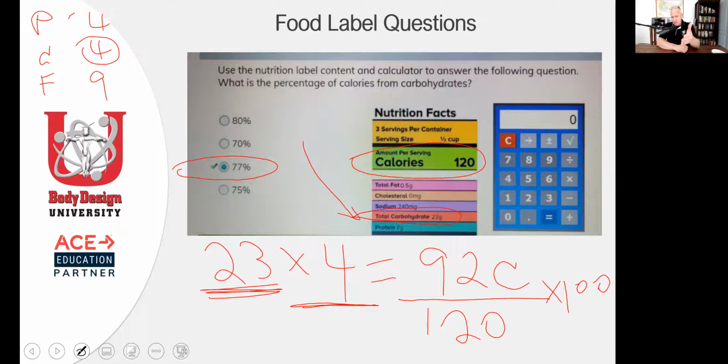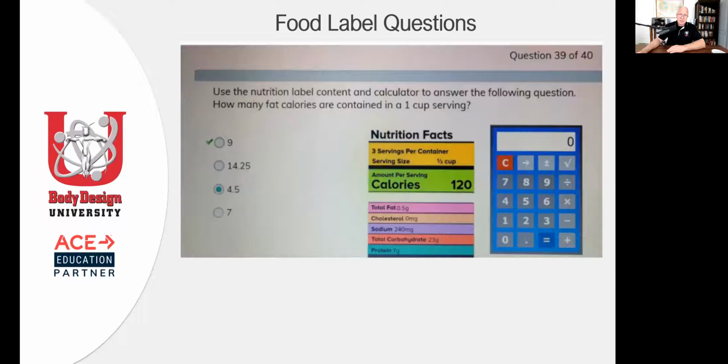As soon as I see calories, I look on my food label, because my food label normally doesn't give you percentages. It just basically tells you 23 grams in one serving. So out of 120 calories, I've got 92 calories. Now you would use your calculator. I guess you can do 23 times 4 in your head, but use your calculator. Gives you 92. Immediately, 92 divided by 120 will give you 0.77. Pow, there's your answer. That's how you got that one. Let's move on to the next one.